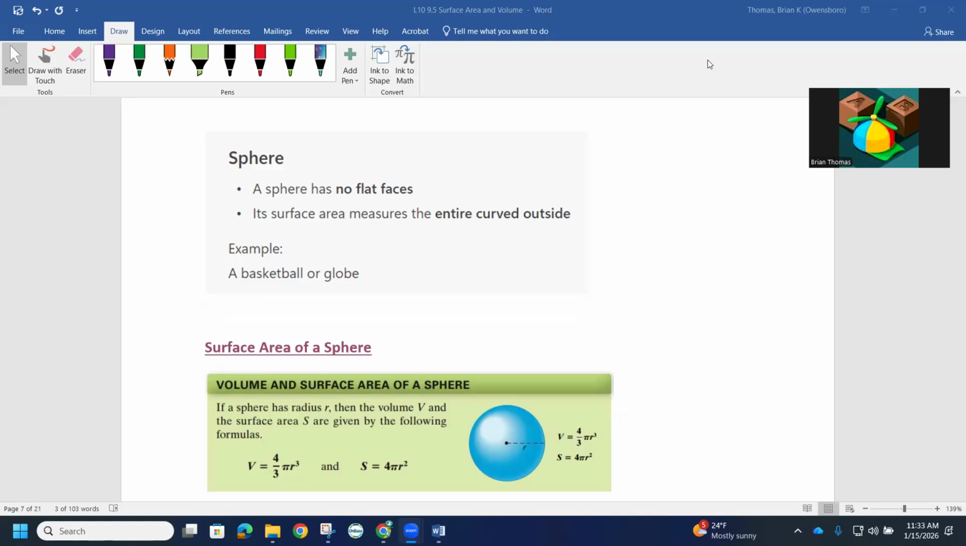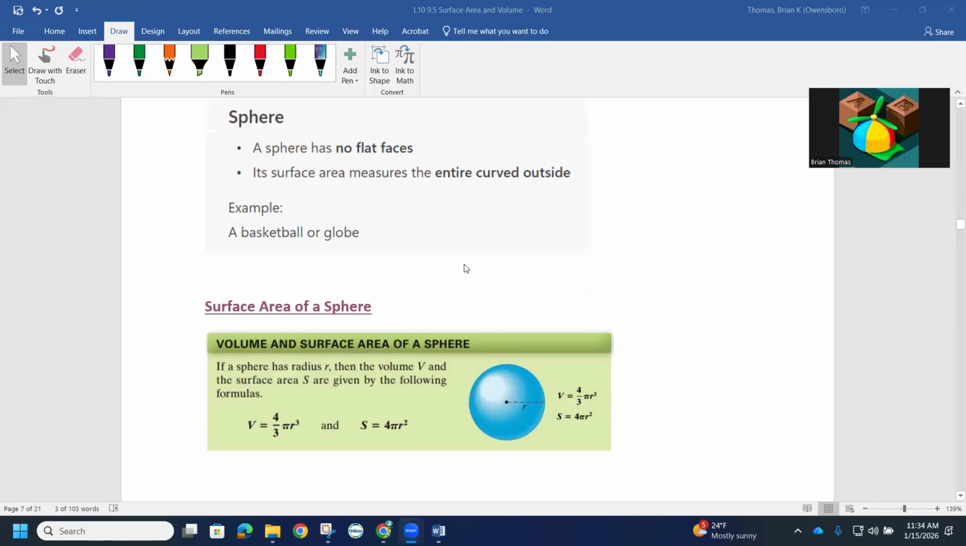So our next 3D shape we want to talk about is a sphere. Remember, a sphere has no actual faces. It's not flat, so it's a lot different than your cubes and your rectangular solids or rectangular prisms. Its surface area is measuring the entire curved outside. So we want to try to find the surface area of something like a basketball or a globe.